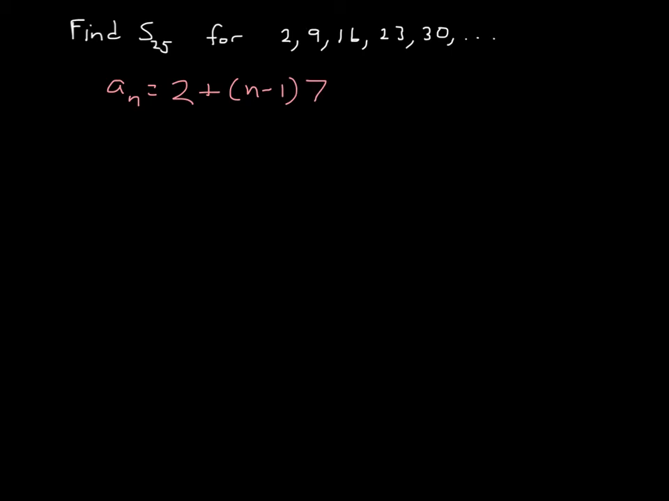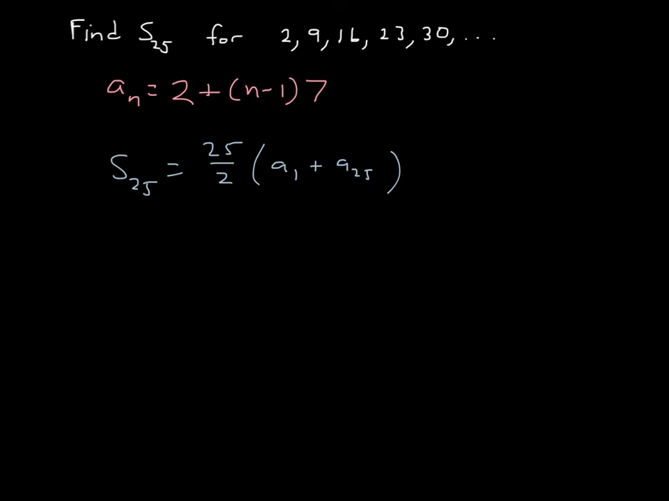So if I want to find S sub 25, I know that S sub 25, the sum of the first 25 values of that sequence, is going to be 25 divided by 2 times the first term, a sub 1, plus the 25th term, a sub 25. Well, the first term, I already know what it is because the sequence has been given to me. I know my first term is equal to 2. And so the only thing I have to do is find the 25th term.